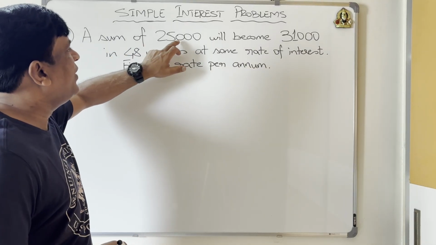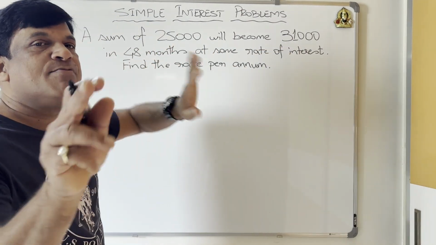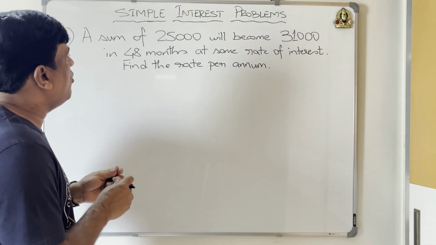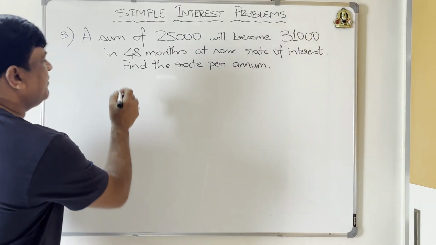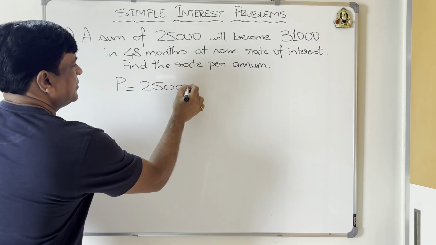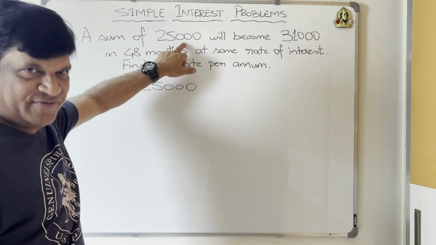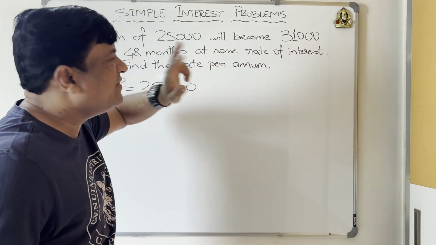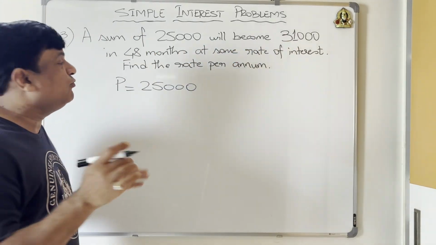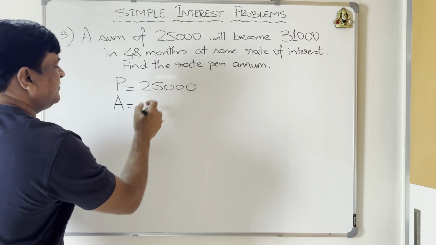A sum of 25,000 will become 31,000 in 48 months. Okay, what do you gather from this particular information? When they say a sum of 25,000, what is this 25,000? 25,000 should definitely be the principal, right? And look at this number. This number is greater than this, right? If this number is greater than this, it cannot be simple interest. It has to be the amount which is getting paid to the person who is depositing that money. So you're going to put that amount as 31,000.